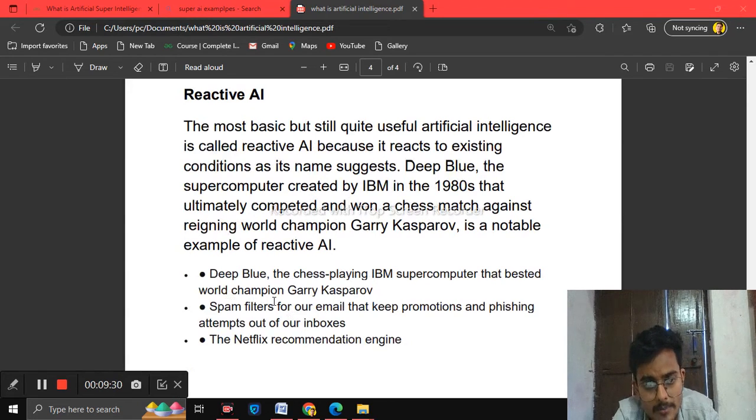Let's take examples of reactive AI. Deep Blue, the chess-playing IBM supercomputer, as we discussed above. Spam filters: you see different examples of spam filters. For example, if you use email, Gmail, you will catch some spam or unnecessary messages in the email, which is called spam. The main feature of reactive AI is to filter all the spam in our email.